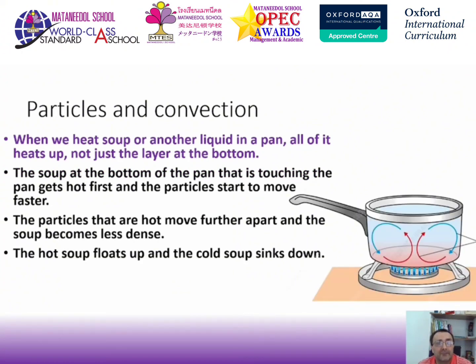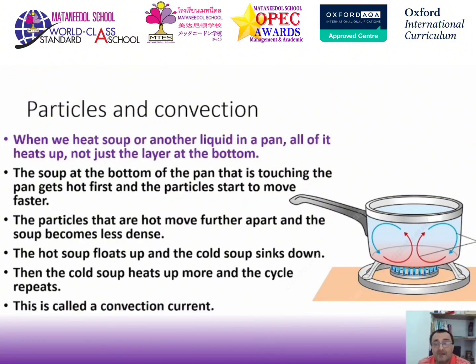When we heat soup or another liquid in a pan, all of it heats up. The hot soup at the bottom gets hot first, it rises up. The cold soup at the top falls down, then that gets heated and it goes round in a big circle called a convection current.